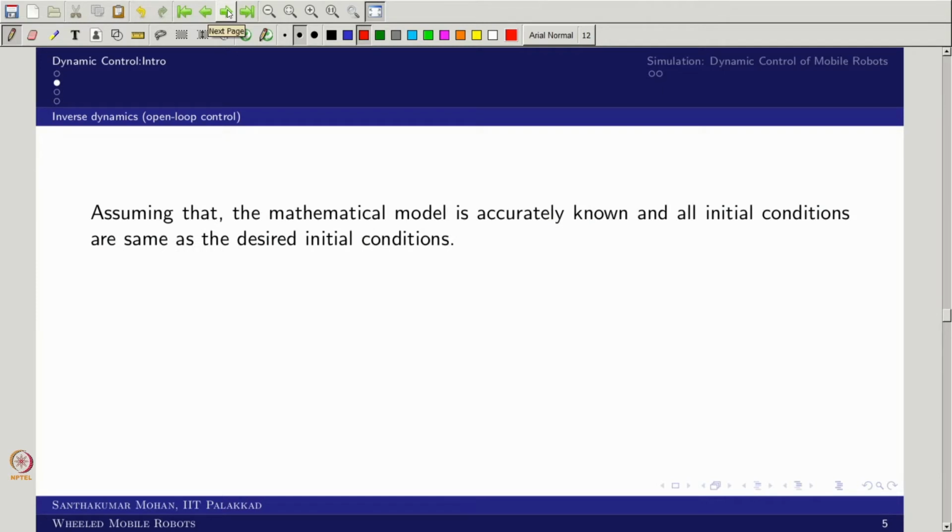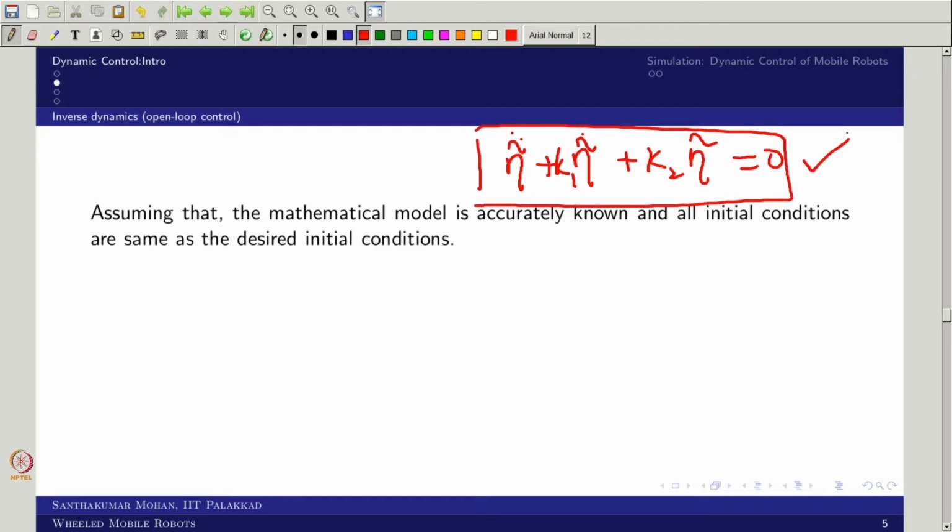So this is what we are interested in for dynamic motion control. Now if you want to do this, we are looking at this second order error dynamics. If I make this 0, this is the second order error dynamics, and if I achieve this, I have already done the required task. For that, I require that the mathematical model is accurately known to us and all the initial conditions are the same as the desired initial conditions.